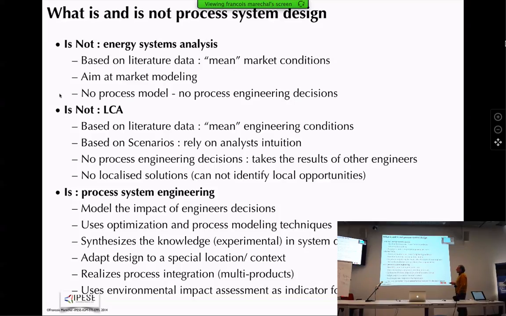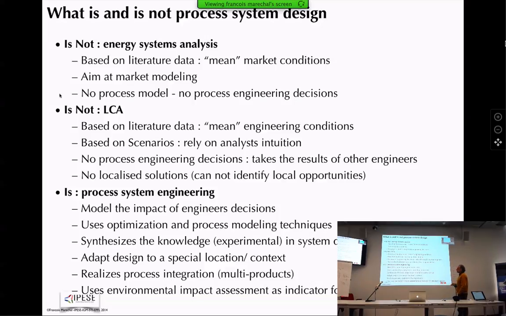So what is process system engineering? The goal is to be able to model the impact of engineering decisions. So we take decisions and then we would like to see the effect. So I'm deciding to buy a new heat exchanger or a new reactor. We are going to use optimization techniques in order to represent the decisions that we have to take at the level of the system.